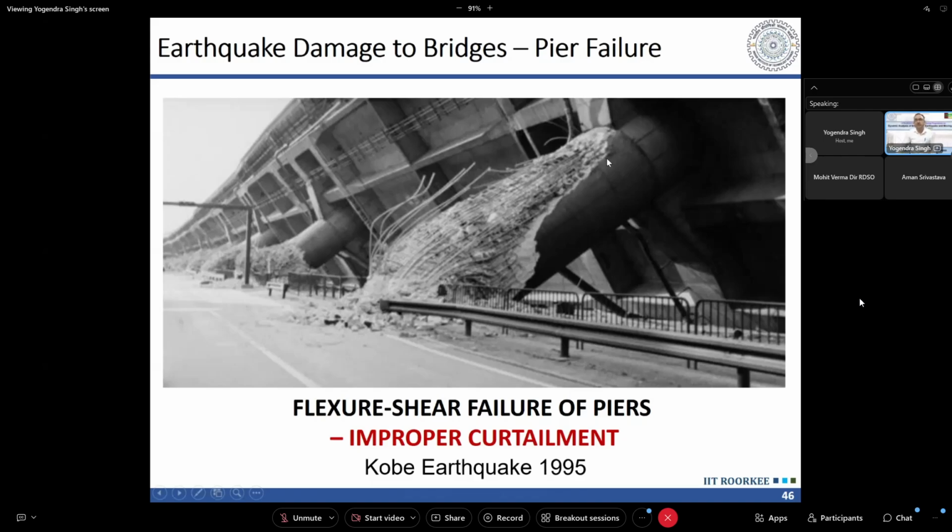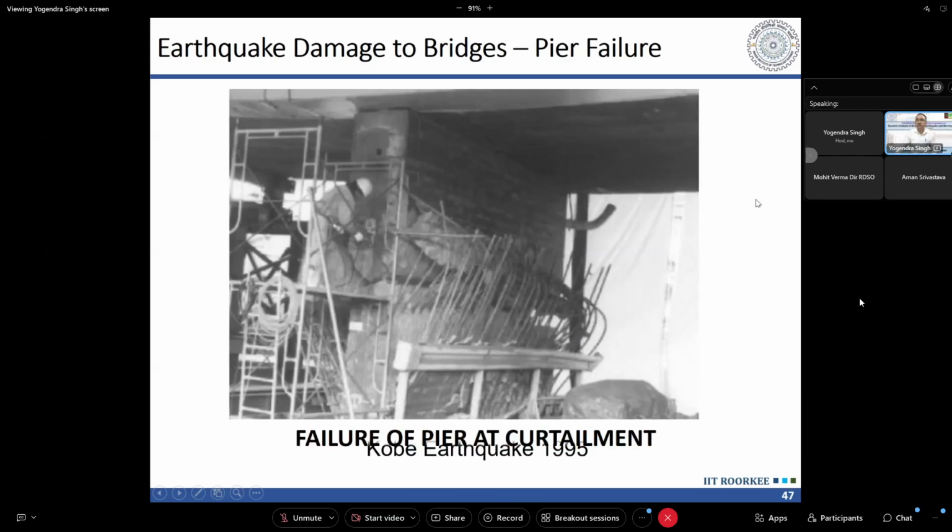So pier is like a cantilever, okay? So the bending moment will go on reducing, it will become zero at the top. And to take advantage of that, in Japan, they have curtailed the longitudinal bars in the pier around the mid height. And the failure occurred only due to this. Rest everything was followed, even the tie detailing was followed. But due to this curtailment, it failed. And how? That I will explain.